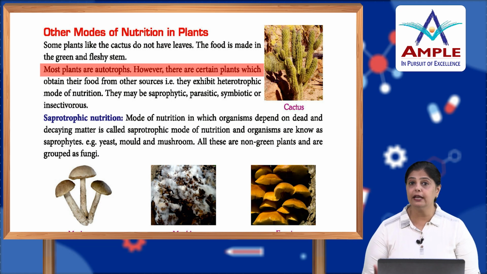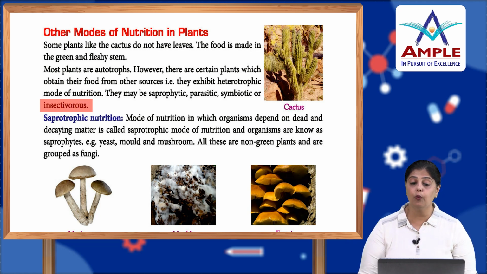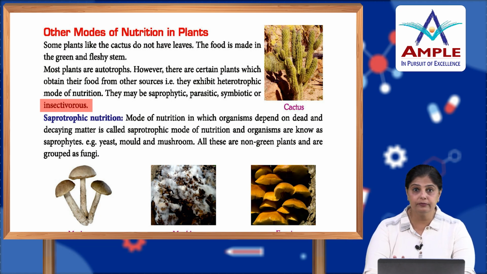Now, most plants are autotrophs. However, there are certain plants which obtain their food from other sources, that is, they exhibit a heterotrophic mode of nutrition. They may be saprophytic, parasitic, symbiotic and insectivorous. Now, let us look at them one by one. So, the plants, although they look similar, are of different types, and they take in different types of nutrition.